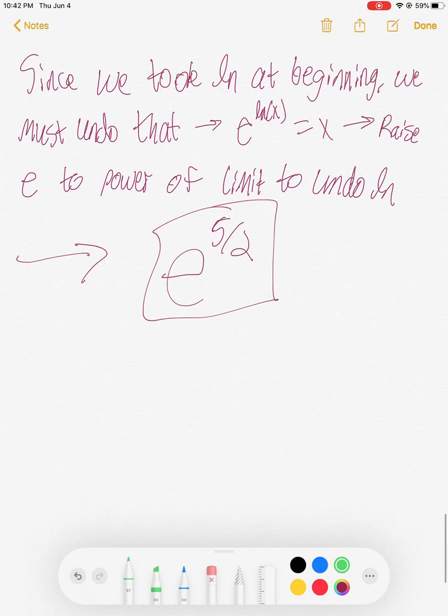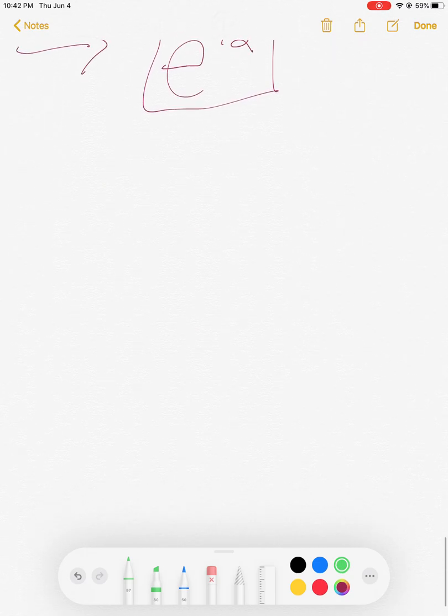Once we had done our big fancy trick, we applied L'Hopital's rule a couple times, and we found our limit, and then we just went back and we undid our steps, right? We retraced our steps, and we undid the natural log by raising e to the given power.